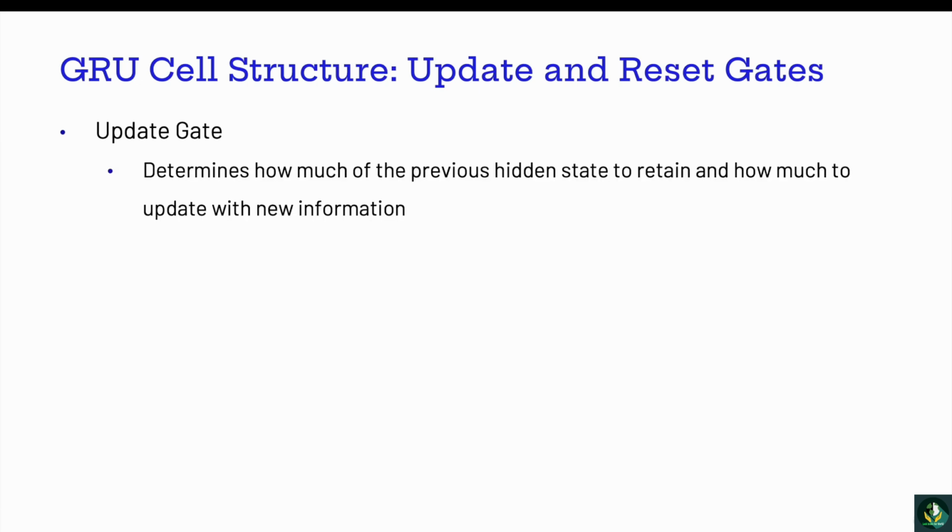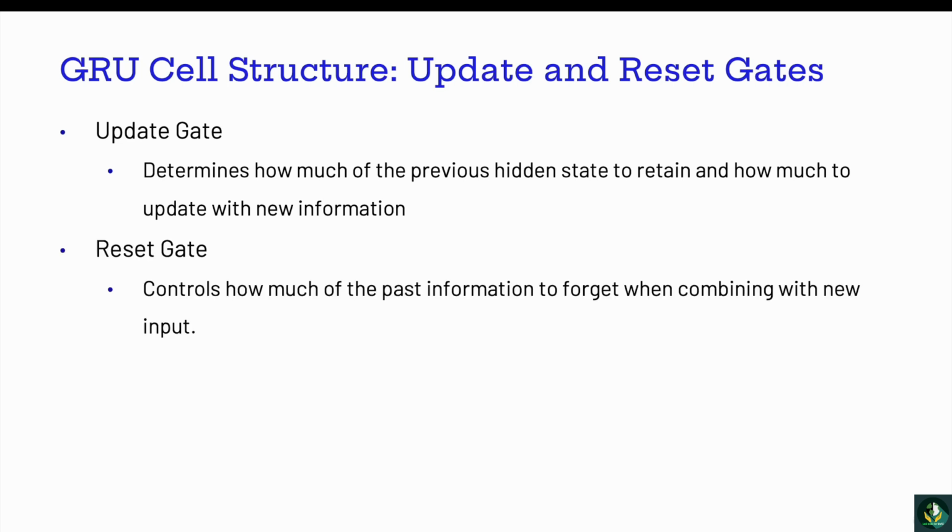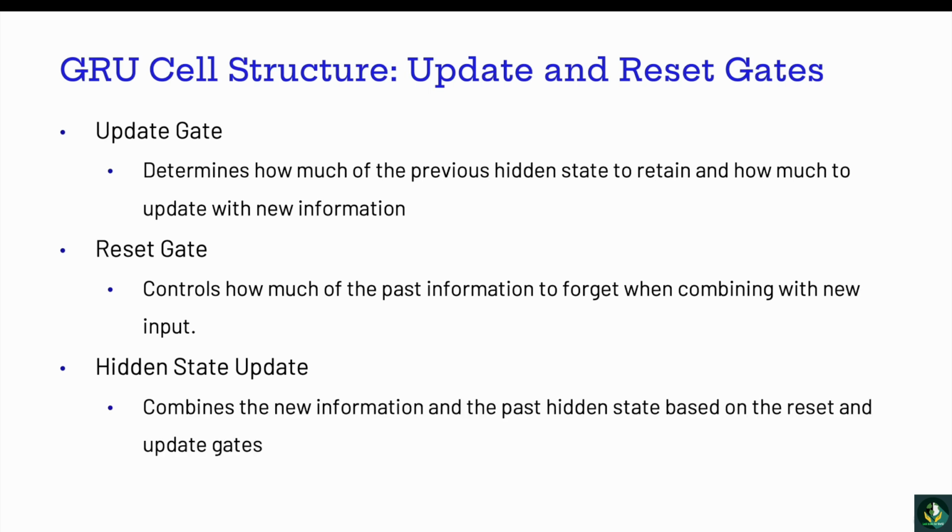Now let's talk about GRU's cell structure, update, and reset gates. First, let's talk about update gate. It determines how much of the previous hidden state to retain and how much to update with the new information. Reset gate controls how much of the past information to forget when combining with new input. Hidden state update: it combines the new information and the past hidden state based on the reset and update gates.